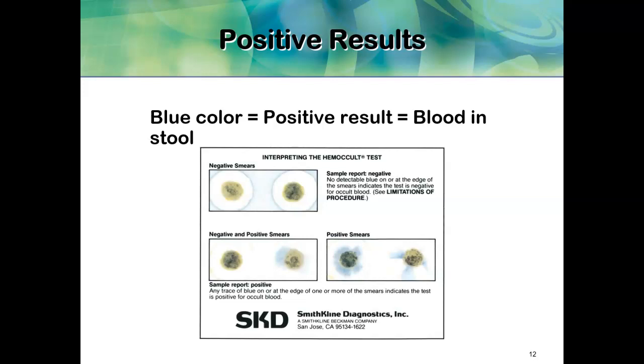So in the bottom left picture, you'll see that on the left-hand side, there's no color blue, which indicates negative, but on the right side, the stool specimen has some trace of blue touching the edge, which is a positive. And then on the picture on the right, we see that both of the specimens that were taken from different places on the stool show a positive.